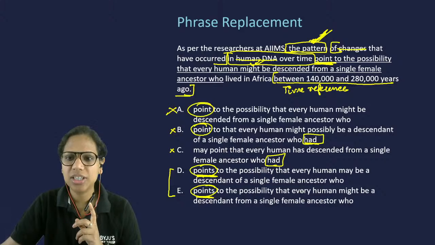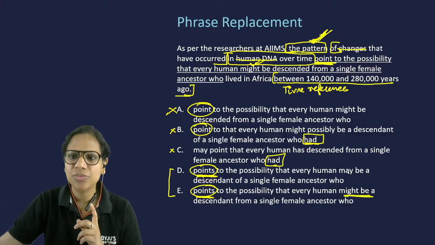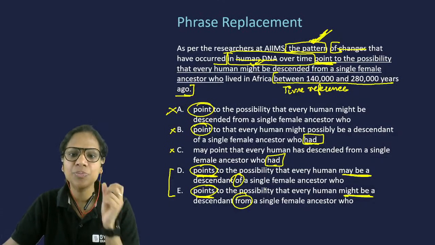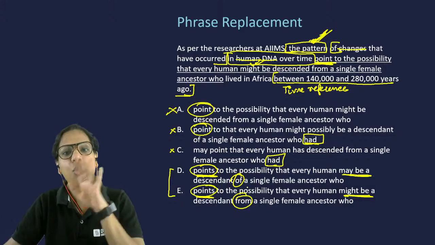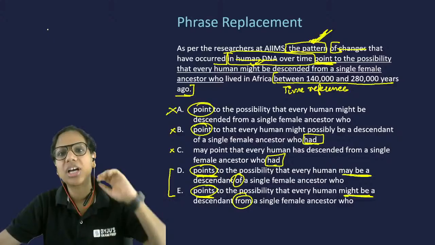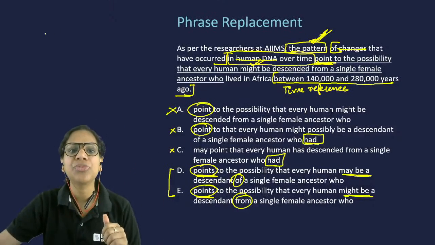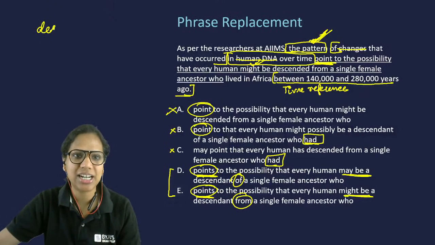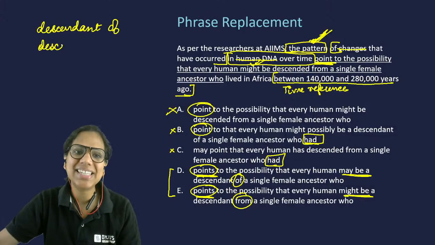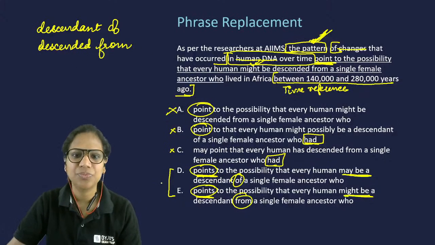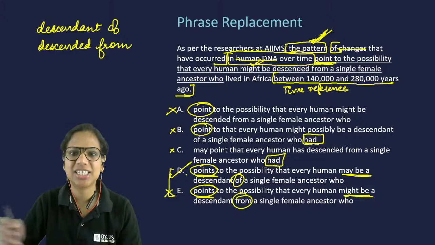So every human may be a descendant of, or descendant from. A descendant of, this is how we use it. He or she is a descendant of the Cholas, the Chola Empire, whereas he or she has descended from the Cholas. So after the noun descendant, we use the preposition of. After the verb descended, we use the preposition from. That's the difference. So E is eliminated, D is the answer.